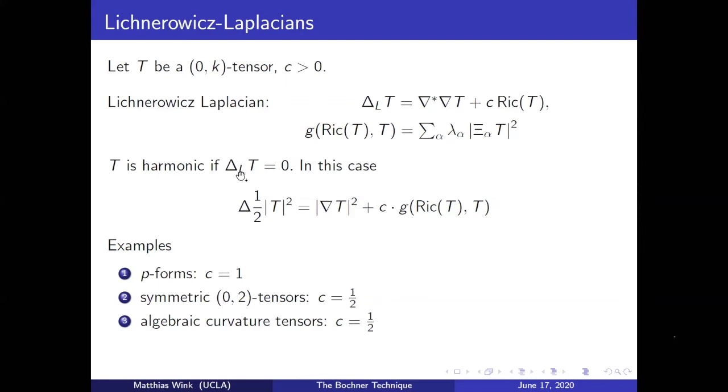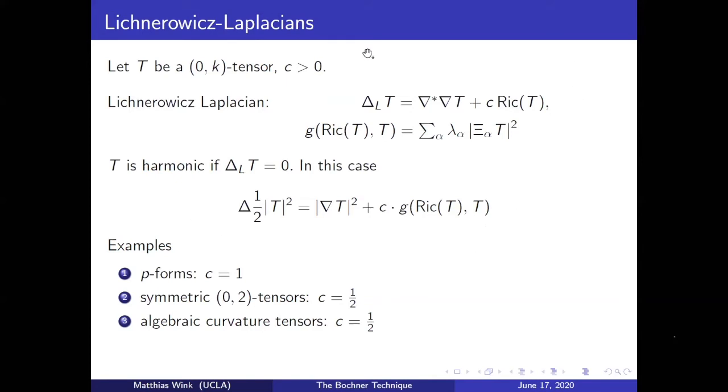If we have a harmonic tensor T, then we can look at the Laplace operator of half the norm squared. It's going to be two pieces: the norm of the covariant derivative plus a curvature term. For p forms, we've seen this works incredibly well. If we pick the constant c equal to 1 here, then we can look at the Hodge Laplacian, and a form is harmonic precisely if it's harmonic with respect to the Hodge Laplacian.